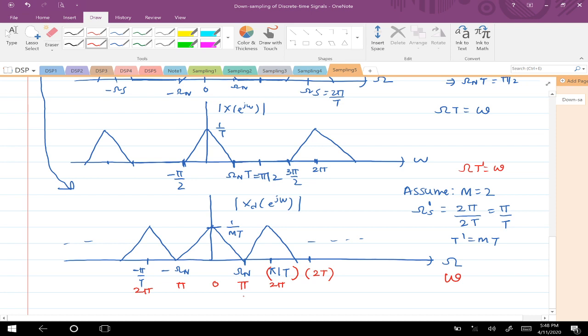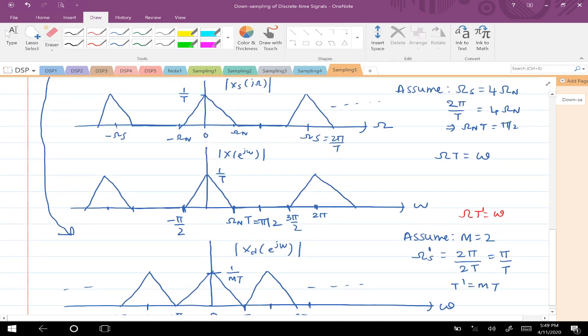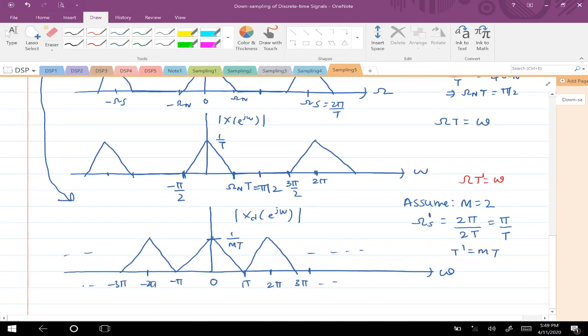So if you don't mind, I'll erase this. Hope now this is clear how we arrived at this omega also. So what I would do is right away write the omega values here. For your understanding I did it in steps, but now given that that's clear, this is going to be 0, this is going to be pi, this is going to be 2 pi, 3 pi, and so on, minus pi, minus 2 pi, minus 3 pi, and so on. Clear? So this is X of e power j omega.